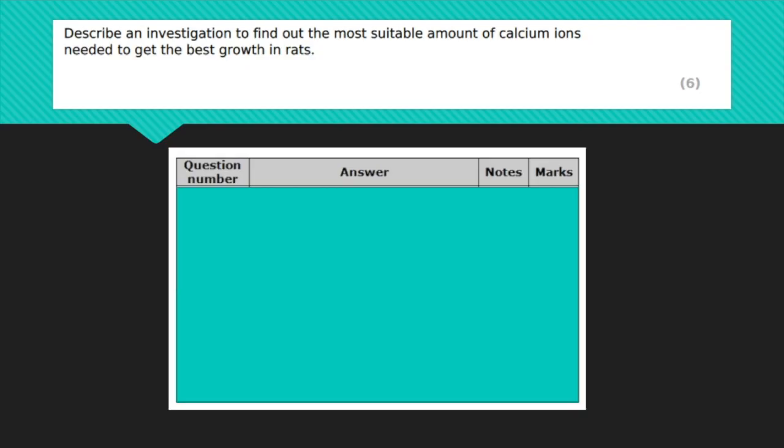And then the dependent variable is the thing that I'm going to measure, the thing that I think is affected by something else, the thing that I think depends on something else. And that thing is going to be the growth in rats. The growth in rats depends on the amount of calcium ions.